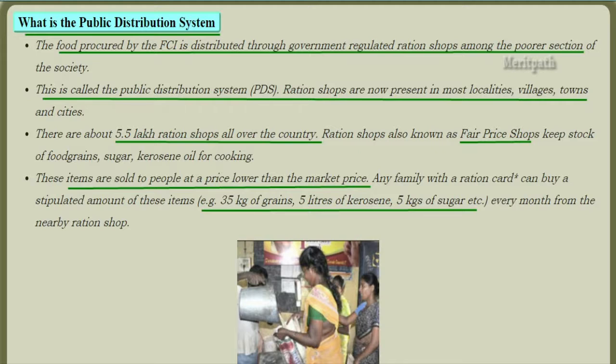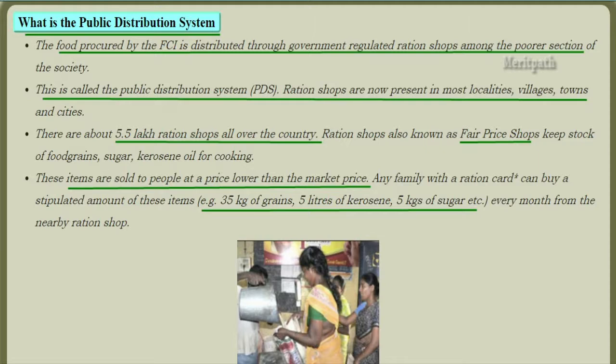So now ration shops are present in all villages, towns and cities, and there are 5.5 lakh ration shops all over the country. Ration shops are also known as fair price shops. These fair price shops keep the stock of food grains, sugar, oil, etc. and these items are sold at a price lower than the market price.